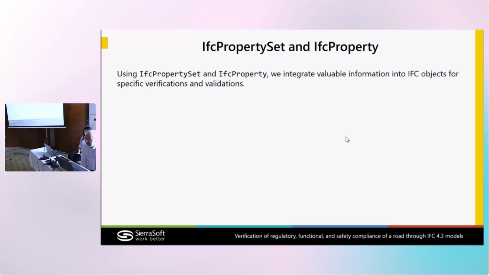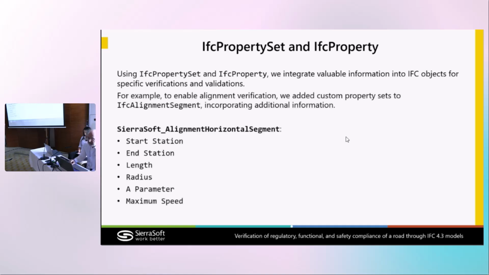IFC property and IFC property set. Using IFC property set and IFC property, we integrate valuable information into IFC objects for specific verification and validation. For example, to enable alignment verification, we added custom property sets to IFC alignment segment, incorporating additional information. In this example, we use start station, end station, length, radius, A parameter, and maximum speed.